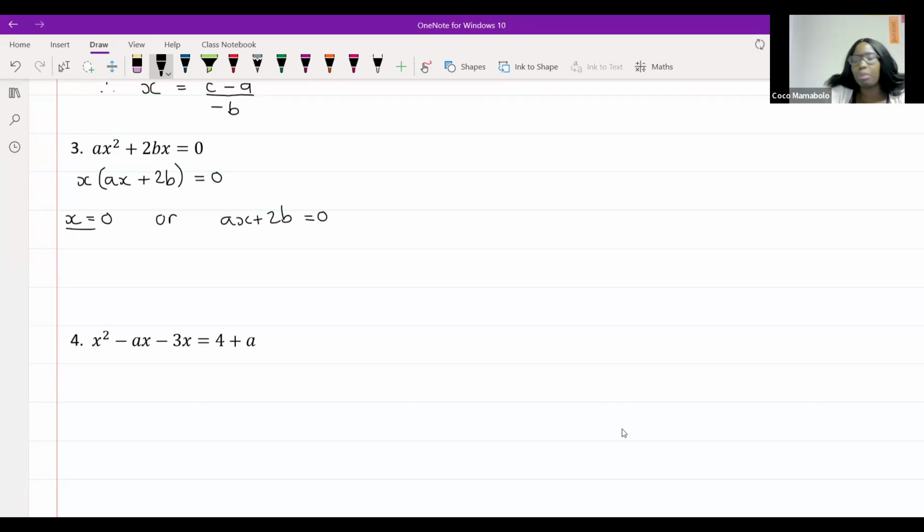Now, that one is easy enough. We've found an answer for x on that side. On this side, however, there's still some work to be done, right? So I can take the 2b, remember I want x, so I'm going to take 2b over to the other side. So I'm going to end up with ax is equal to negative 2b. And then I know over here that I want x on its own, so I'm going to divide both sides by a. Therefore, x is equal to 0 or x is equal to negative 2b over a.